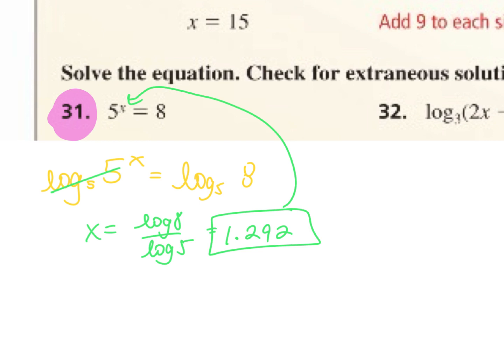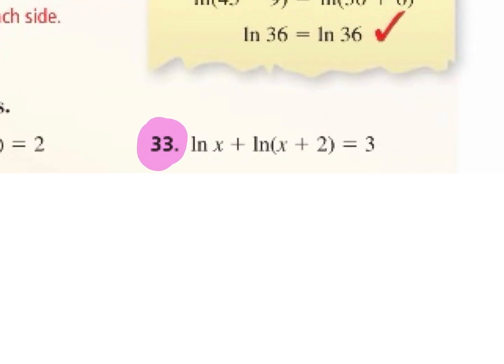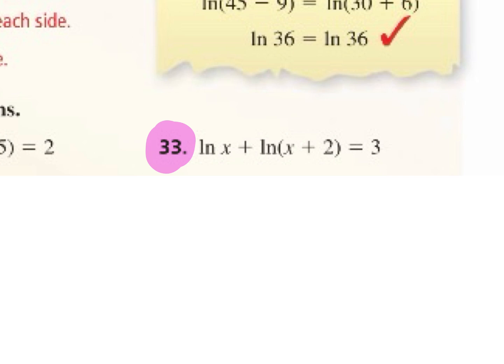When it says check for extraneous solutions, what do they mean by that? Check for solutions that don't what? They don't work. Can you take the log or the natural log of a negative number? No. All right, I want you to look at 33. There was a couple people had questions on something like 33, which is good.